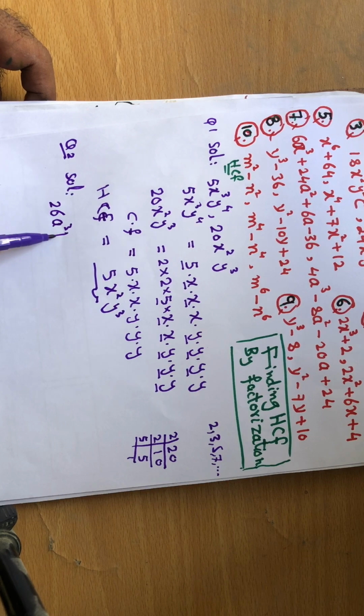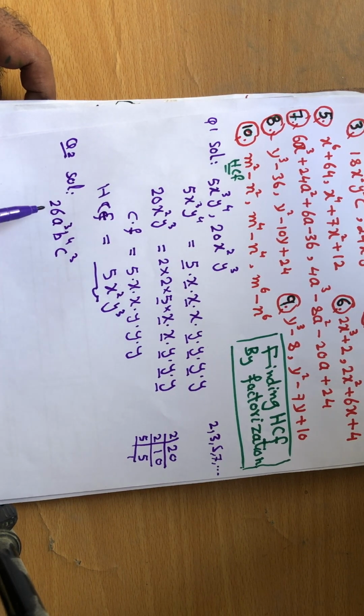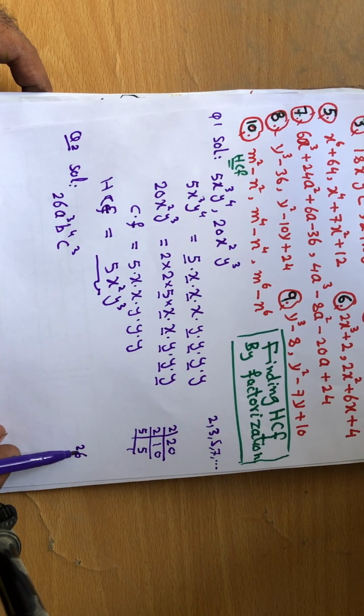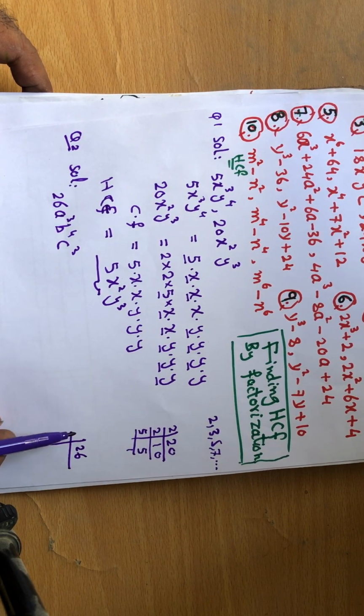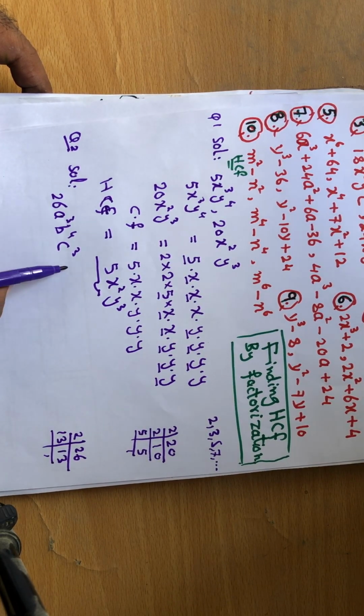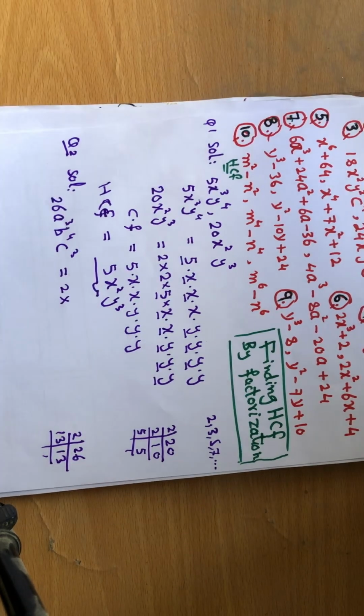We will expand 26 a power 3 b power 4 c power 3. We will factorize 26 using the prime factorization method. We know that 2 can divide 26, 13 times, and there is no other number except 13 that can divide 13, so we can write 26 as 2 multiplied by 13.